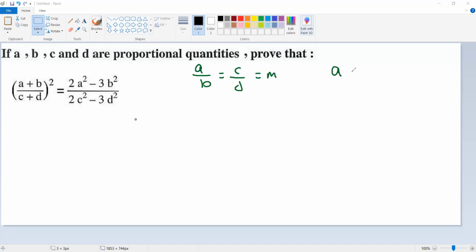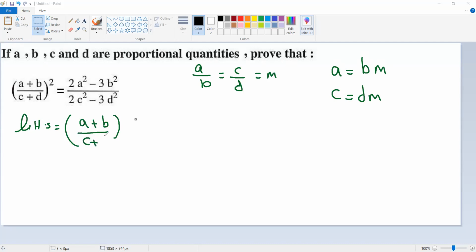What is the value of A? A is equal to BM. And what is the value of C? C equals DM. So write the left-hand side. The left-hand side is equal to A plus B over C plus D, all raised to the power of 2. What is the value of A? Write instead of A, write BM plus B. And what is the value of B? Or no, B, write B as it. There is no value for B. Just we have a value for A and a value for C.